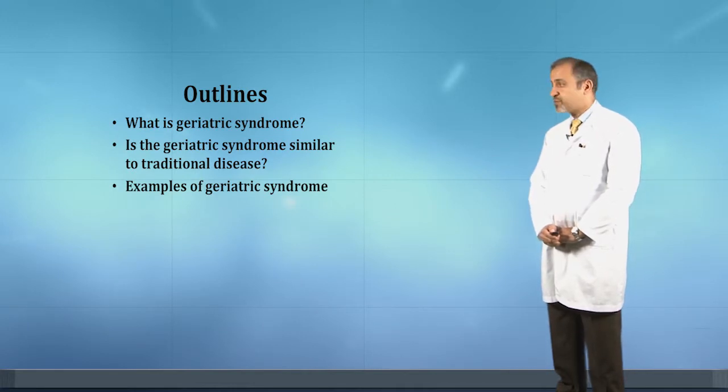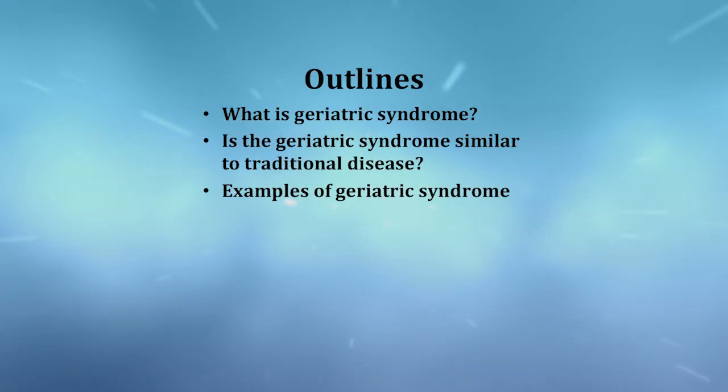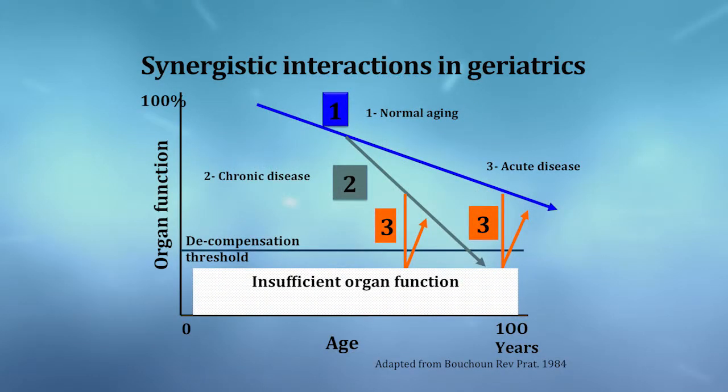Are they similar to traditional diseases? And we'll give some examples of geriatric syndromes. So if you look at the synergistic interactions of geriatrics with age on the x-axis and organ function on the y-axis, you can see that there's a specific decompensation threshold that is affected by age.